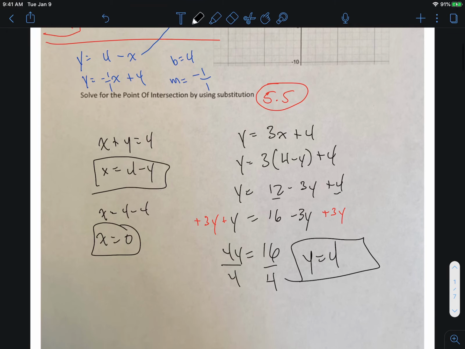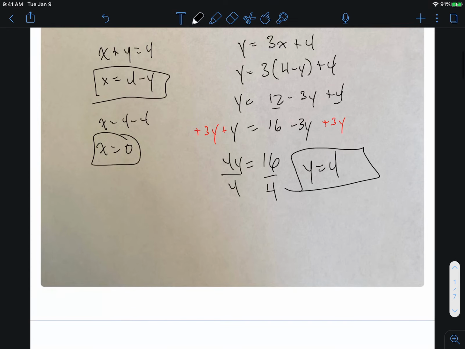Okay, so what's your point of intersection? 0, 4. Okay. Where is that on the graph? 0, 4. Yeah, I guess that does make sense. You see what I'm saying? Yeah. I can see that. So that'd be where you would write your therefore statement. Therefore, POI is 0, 4.